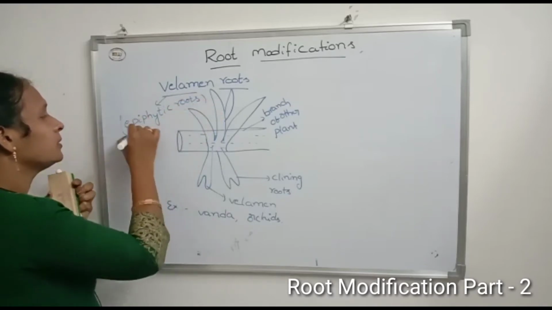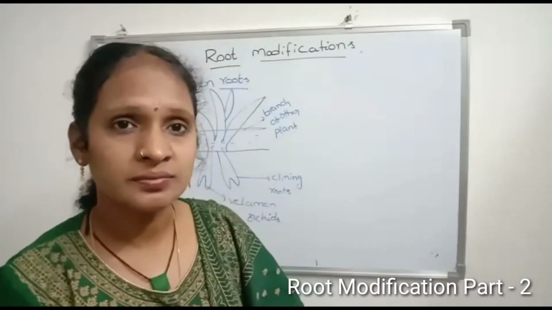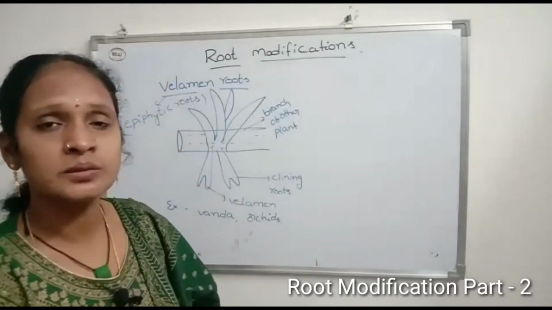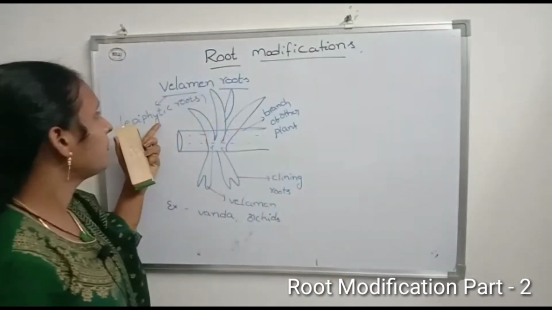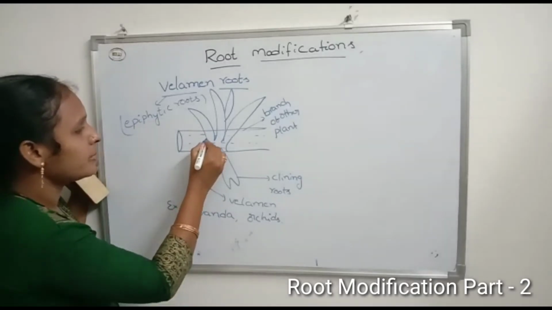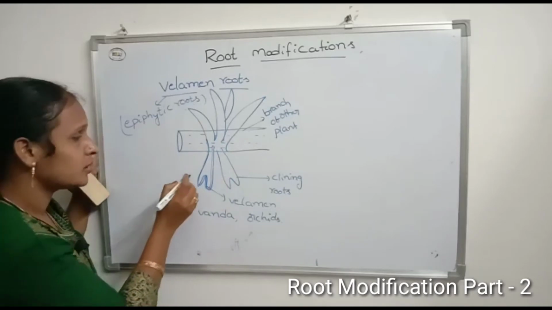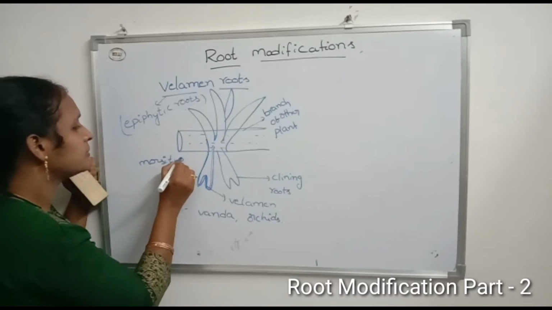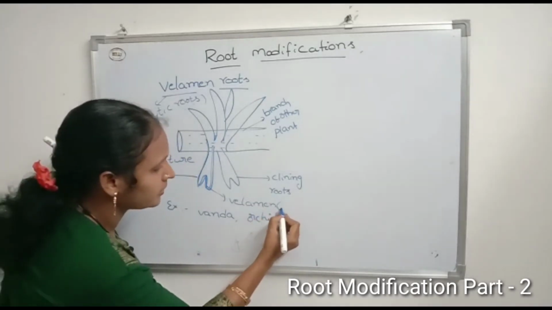Epiphytic means some plants growing on the branch of another tree. That type of plant is called an epiphytic plant. In these epiphytic plants, the roots hang in the air and absorb moisture from the atmosphere. The modified special structure is called velamen.